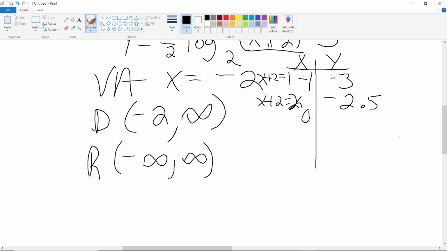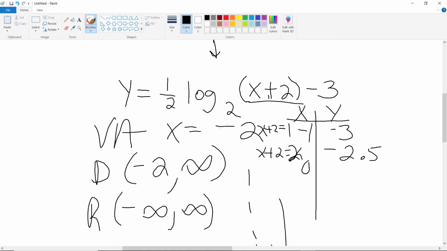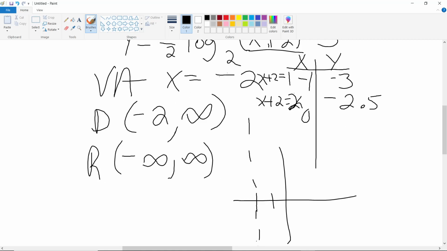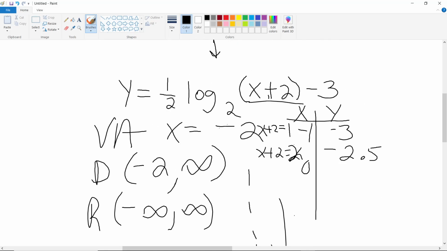I've got my vertical asymptote. X is minus 2. Well, I guess I should always really figure out where it crosses the x-axis. Always set y equals 0 and calculate that point as well. So I got negative 1, negative 3 down there. And I've got 0, negative 2.5. Something like that. And now I will set y equals 0. Should have been doing this for all of them.